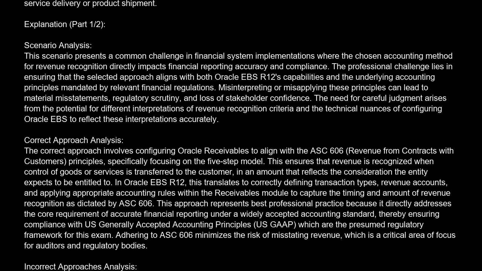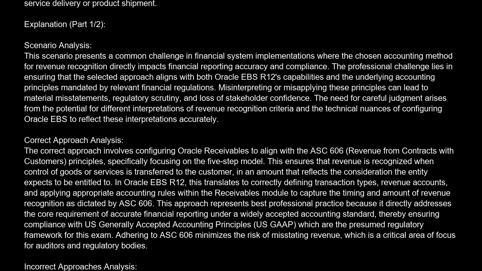This approach represents best professional practice because it directly addresses the core requirement of accurate financial reporting under a widely accepted accounting standard, thereby ensuring compliance with U.S. Generally Accepted Accounting Principles, U.S. GAAP, which are the presumed regulatory framework for this exam. Adhering to ASC 606 minimizes the risk of misstating revenue, which is a critical area of focus for auditors and regulatory bodies. Incorrect approaches analysis.